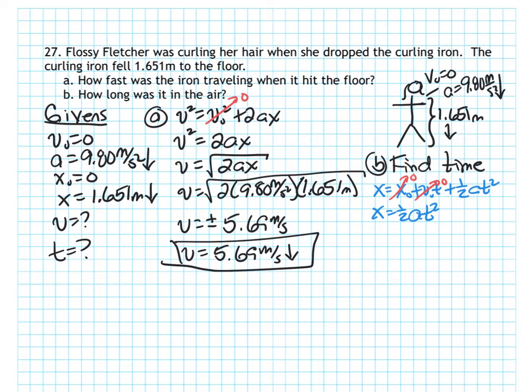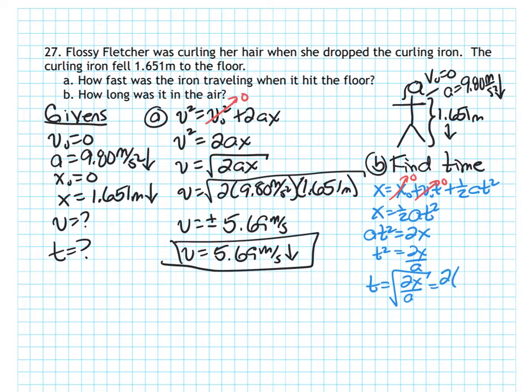All right, got to isolate t, so multiply both sides by 2. So a t squared is equal to 2x. Now divide both sides by a to isolate t squared. That's equal to 2x over a. So t is equal to the square root of 2x over a.